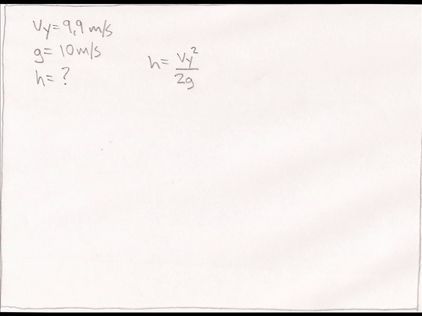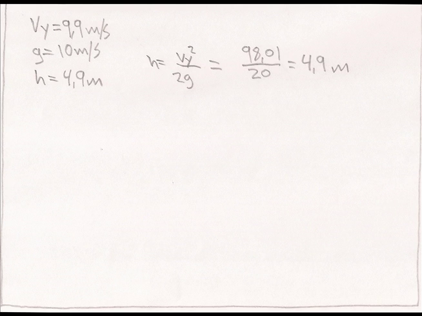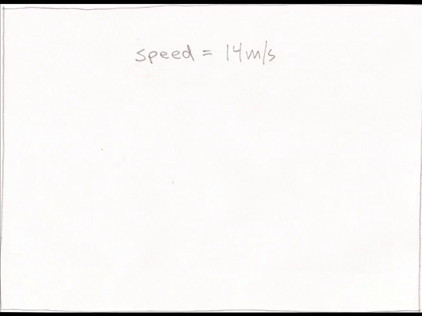Figuring out the height I reached in mid-air is easy. I simply find the square of 9.9 and divide that number by 2 times g, or 9.9 squared divided by 2 times 10 equals 4.9 meters.